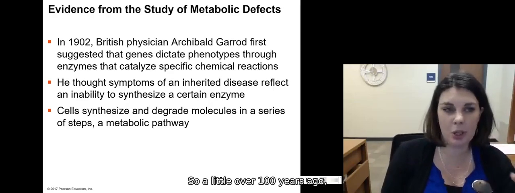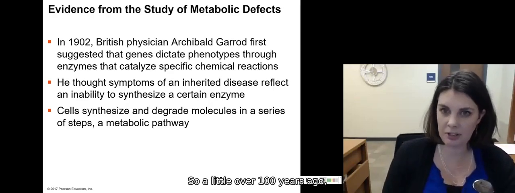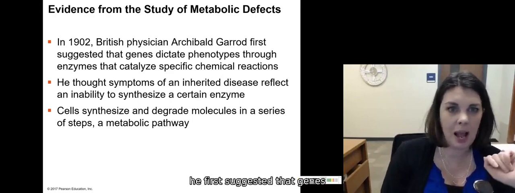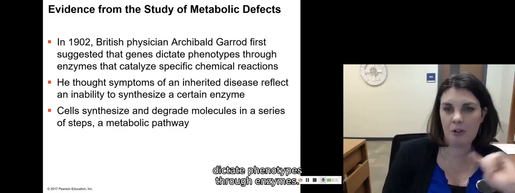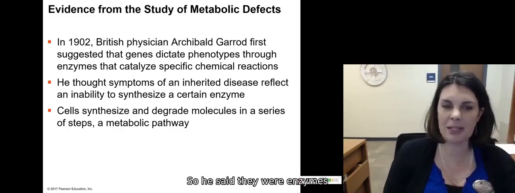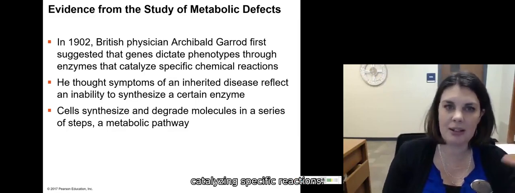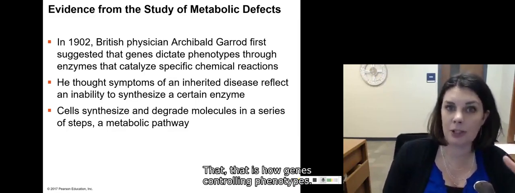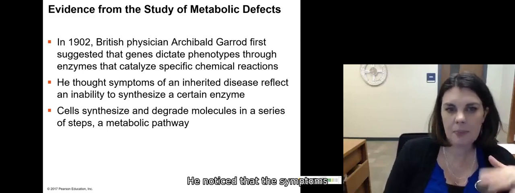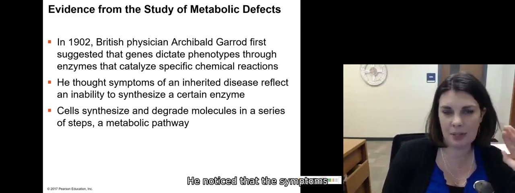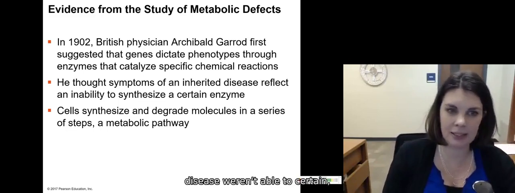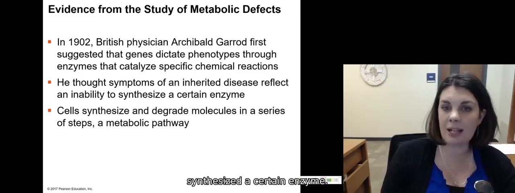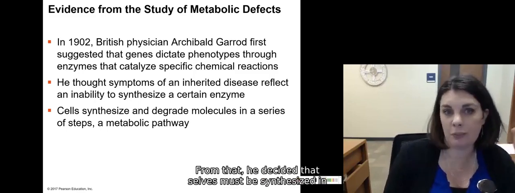So Archibald Garrod in 1902, so a little over 100 years ago, about 125 years ago, he first suggested that genes dictate phenotypes through enzymes. So he said that there were enzymes catalyzing specific reactions, and that is how genes control your phenotypes. He noticed that the patients with an inherited disease that he was studying weren't able to synthesize a certain enzyme.